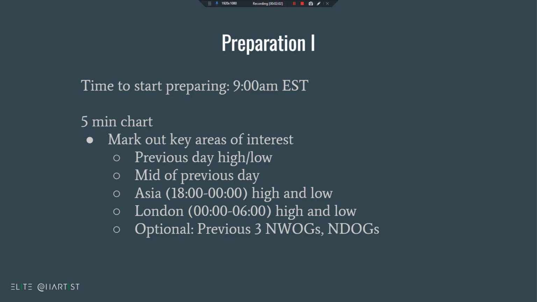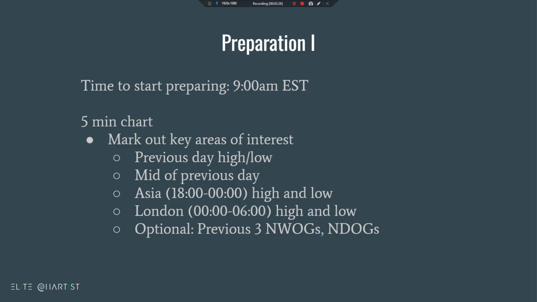I just start the day at 9 a.m. Eastern. I have the 5 minute chart up, and I'm going to mark out all my key areas of interest. Previous day high and low, the middle of previous day, my session highs and lows. Those are my time sessions for Asia and London that I use. And then optionally, you can add in new week opening gaps and new day opening gaps.